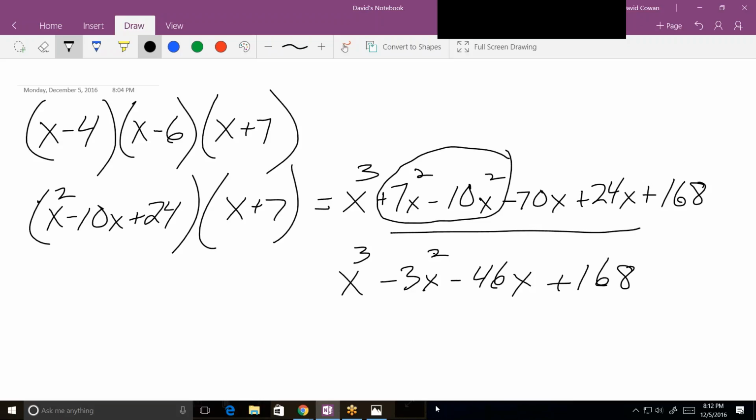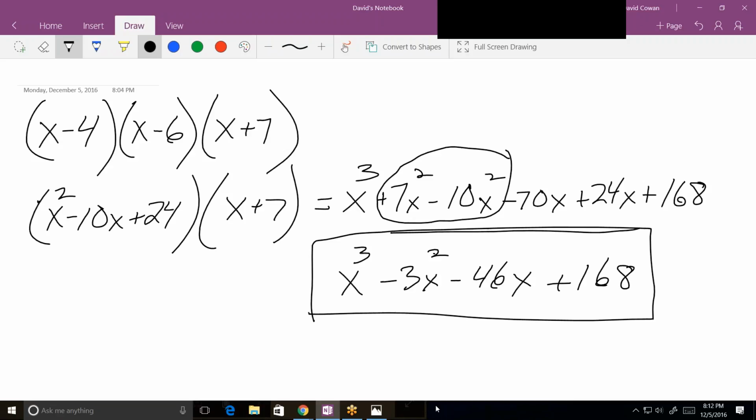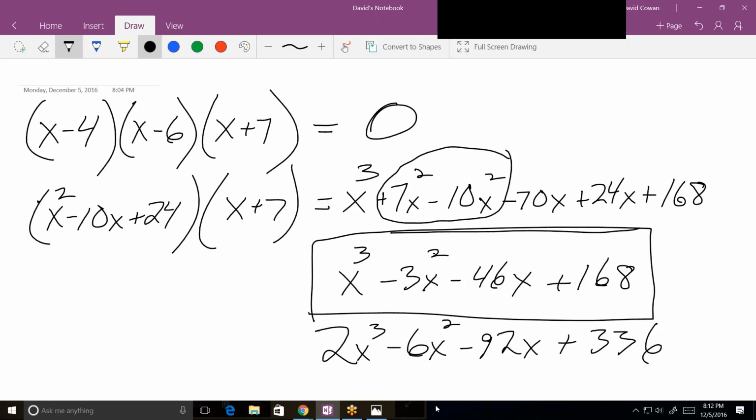And there's our answer. And they said it had to have a leading coefficient of one. Well, it does. If they would have said it had to have a leading coefficient of two, well, I'd just multiply this whole thing by two to get 2x cubed minus 6x squared minus 92x plus 336. That polynomial has the same zeros of 4, 6, and 7, because notice what this polynomial is. It's just multiplied by 2 in front. And then if I divide both sides by 2, I get those three original equal 0 still.